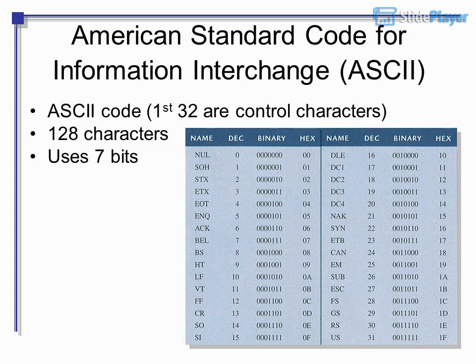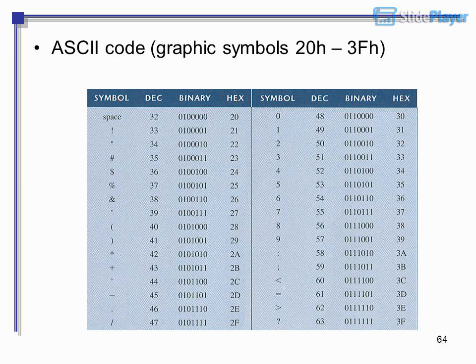American Standard Code for Information Interchange, ASCII. ASCII code: the first 32 are control characters. 128 characters, uses 7 bits. ASCII code: graphic symbols 20H to 3FH.